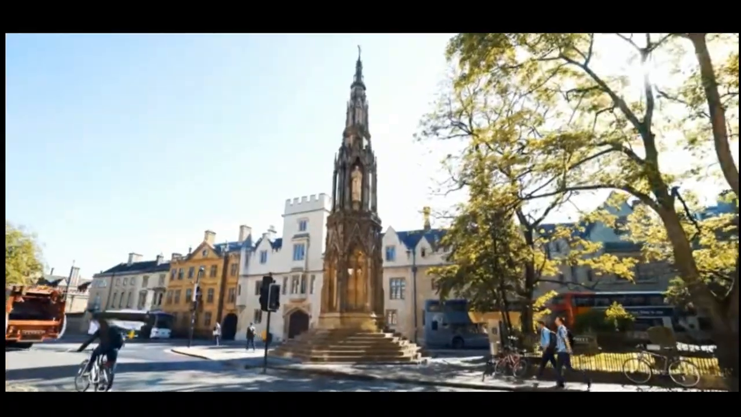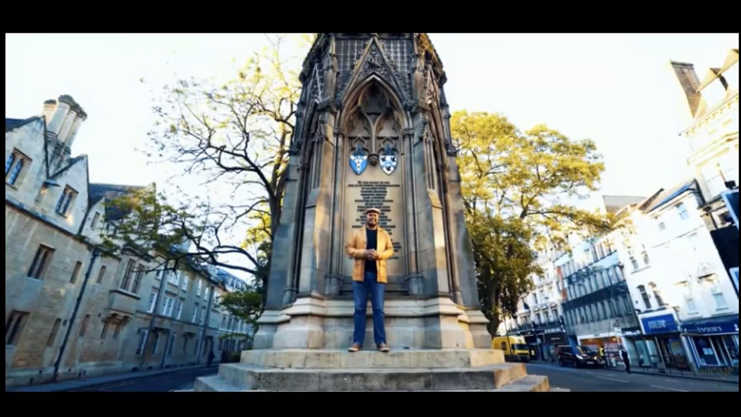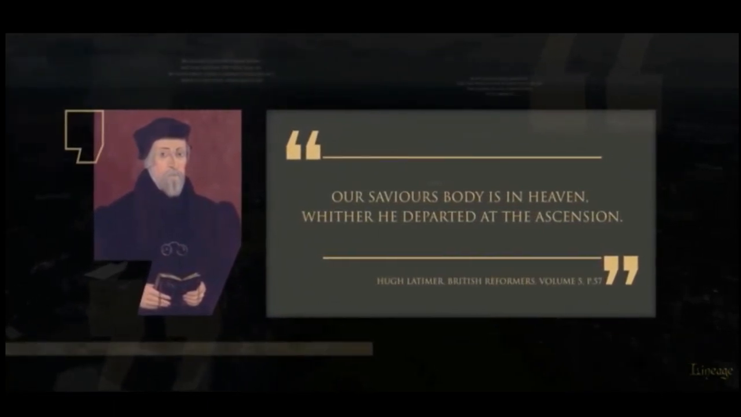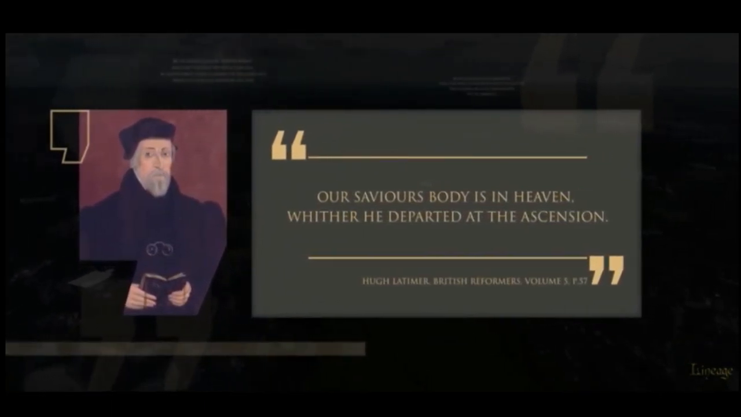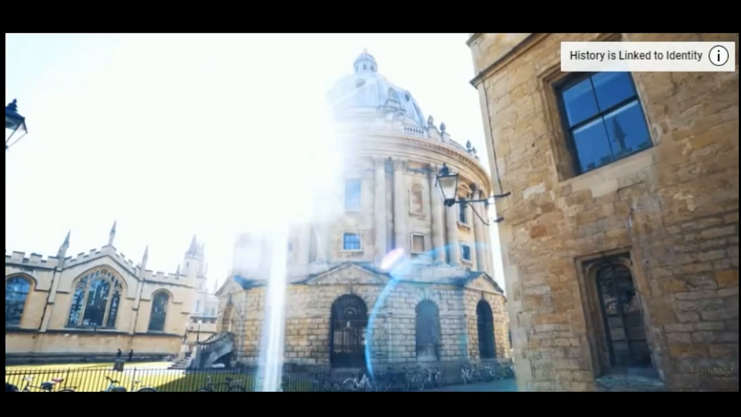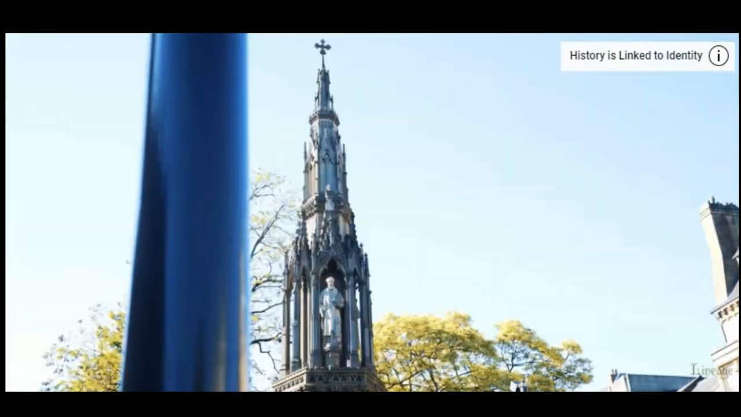In March of 1554, they were tried here in Oxford, where Latimer was asked whether the natural body of Christ was in the sacrament, to which he responded, "Our Saviour's body is in heaven, whither he departed at the Ascension." He went on to explain that the change at communion was not in the bread, but in the heart of the believer.